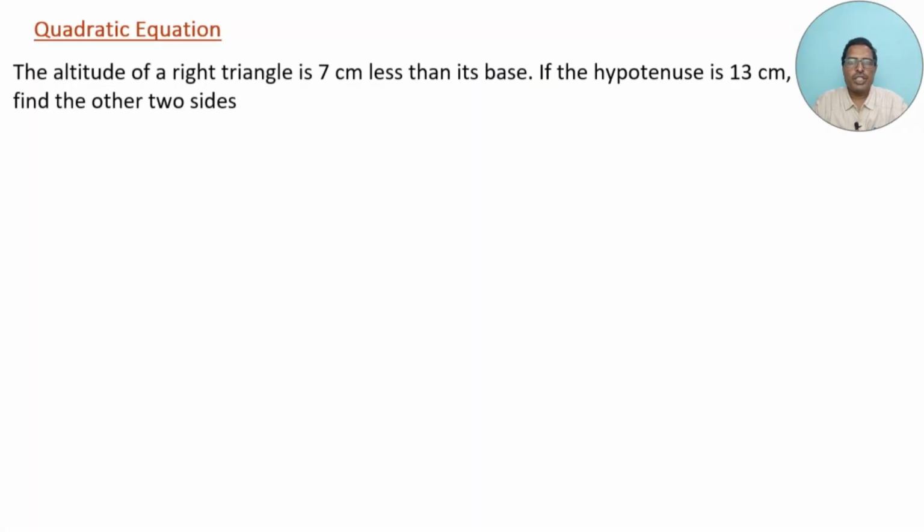The question is, the altitude of a right triangle is 7 cm less than its base. If the hypotenuse is 13 cm, find the other two sides. Let us try to understand this one.